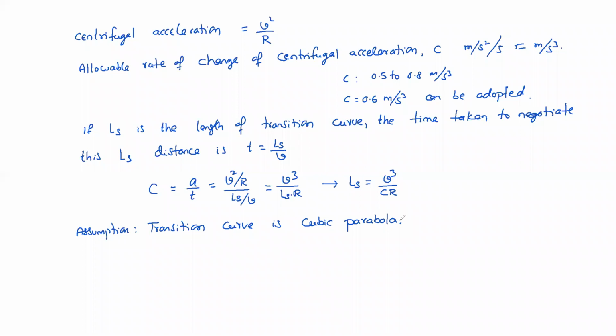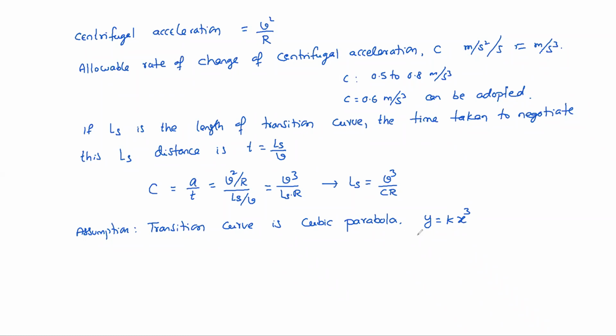About these transition curves, in detail we will discuss in the surveying chapter, the chapter on curves. There we will discuss the equations of the cubic parabola, spiral, and lemniscate. Here, for mathematical simplicity, we take the transition curve as a cubic parabola. Almost it is similar to the spiral. Cubic parabola means y equal to k into x cube. The general parabola is y equal to kx square, but for the transition curve we take y equal to kx cube.